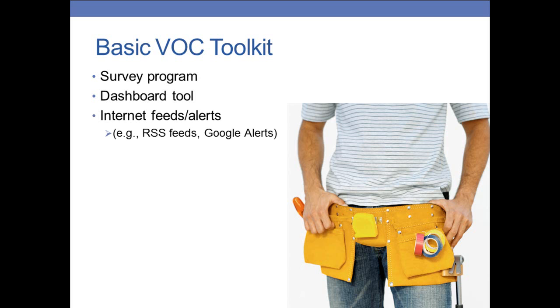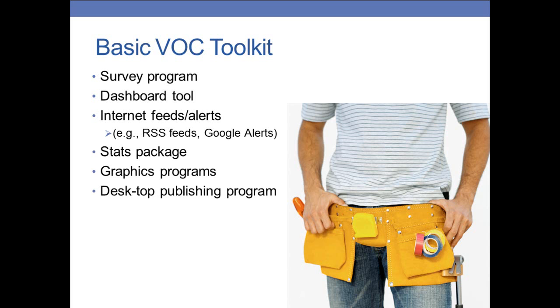Depending on the type of business you're in, you may need a way to gather internet buzz about your organization. Whether it's something simple like a free alert system or RSS feeds, or a more expensive program that uses sophisticated search and analytics tools, it's a good idea to include internet-based data in your VOC. If you're doing your own analysis, you'll probably want a statistics package like SPSS or SAS or Minitab. And if you want to create compelling reports, you're going to want to invest in one or more graphics programs as well as a desktop publishing program.